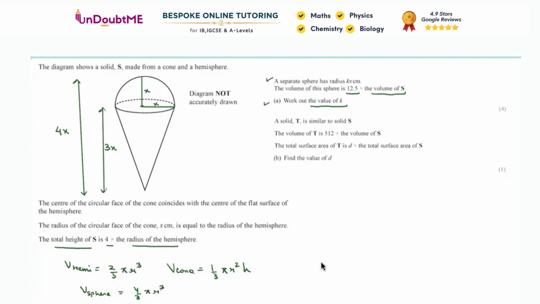Now we need to find the volume of this figure. So the volume of S will be the volume of the cone, which is 1 by 3 pi r square h. Look at the figure carefully and you will understand why I'm writing everything. R is x. H is 3x for the cone, plus 2 by 3 pi x cube, where x is the radius.